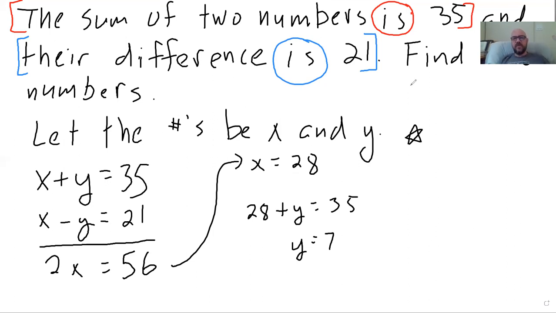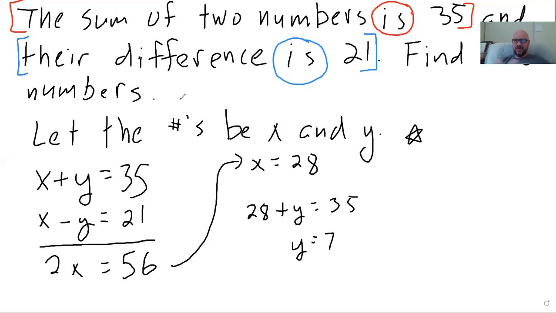The question was find the numbers. And my answer is currently phrased x equals 28, y equals 7, when it really should be the numbers are 28 and 7, right? That's really what I want to say because it was asked as a sentence, I should answer as a sentence, right? This is not just a find the number question. It's also like, picture yourself interacting with someone. Someone just rolls up to you on the street and says, the sum of two numbers is 35 and their difference is 21. Find them. Or what are the numbers, right?